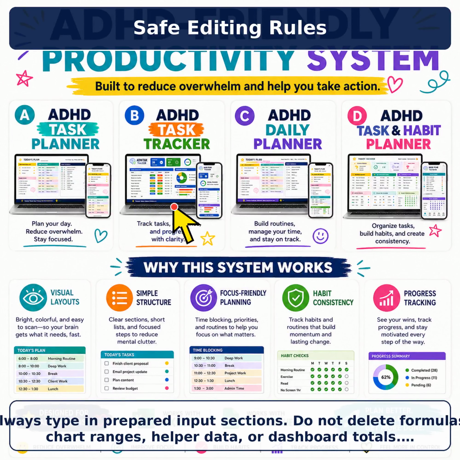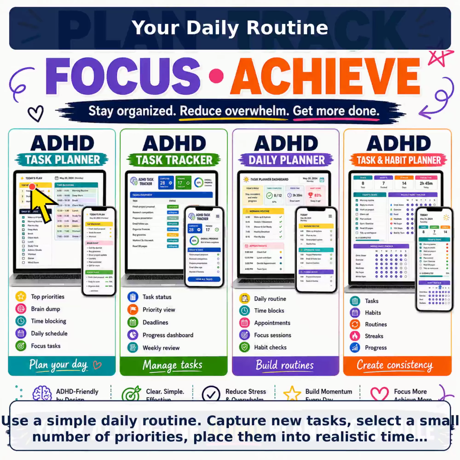Use a simple daily routine. Capture new tasks. Select a small number of priorities. Place them into realistic time blocks. Update status when work changes. Mark habits briefly. At the end of the day, review what worked and choose the next action for tomorrow. Small, consistent updates keep the system useful and easy to maintain.